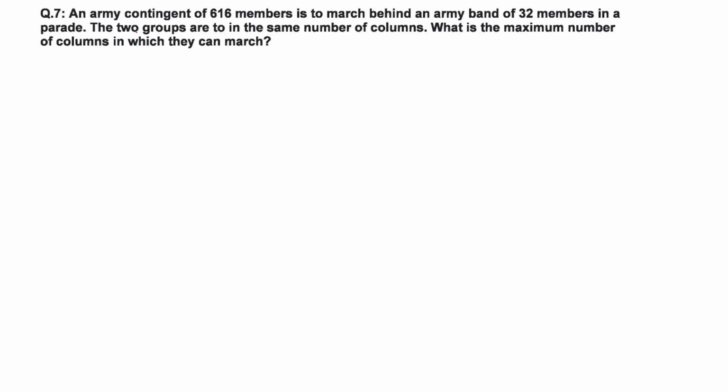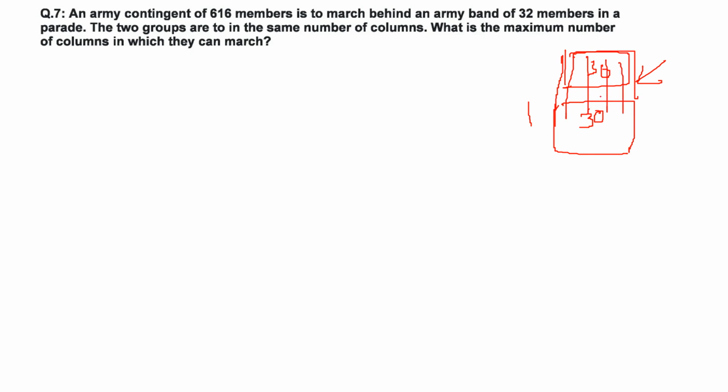An army contingent of 616 members is to march behind an army band of 32 members in a parade. So there is a band and there is an army contingent. What is happening here is the two groups are in the same number of columns. So we just have to equate them. If there are, say, 3 columns here, it has to be 3 columns here. If there are 30 columns here, it has to be 30 columns here. So what is the maximum number of columns in which they can march? Essentially, we have to find the highest common factor in terms of these lanes, or you can say columns. So we'll take 616 and 32 and find the HCF.